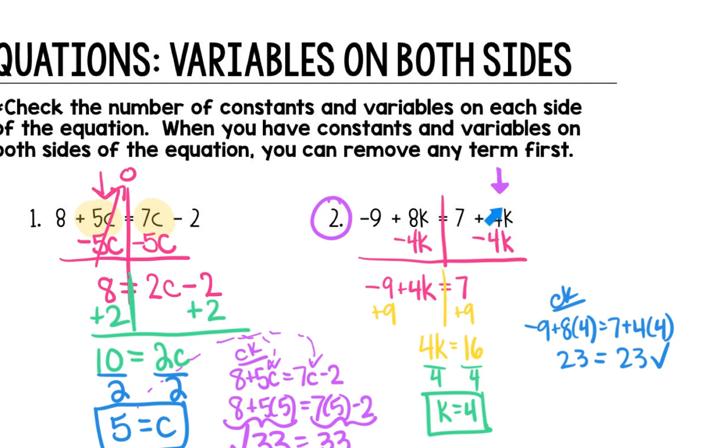The very first thing I did, since 4k was smaller, I subtracted 4k from both sides, and that left me with negative 9 plus 4k equals 7. Now, since the variable is on the left, I want to get the constants over. So I'm going to add 9, because this is negative 9. Add 9 to both sides. 4k equals 16, and my answer is k equals 4.